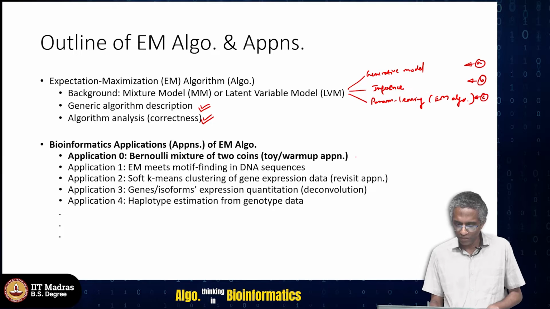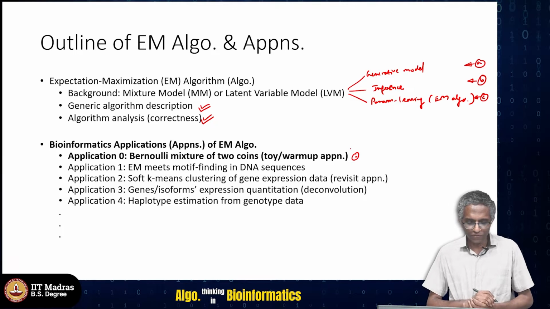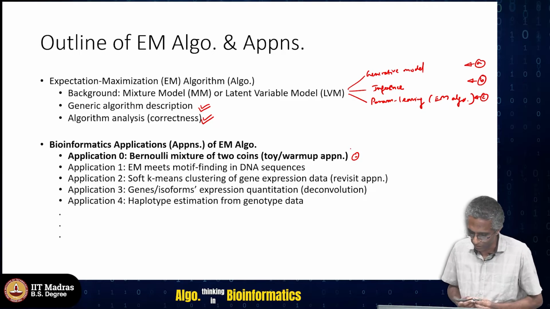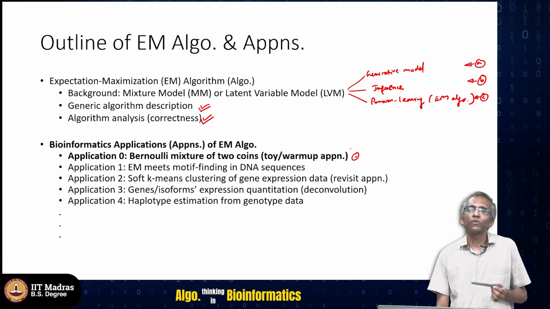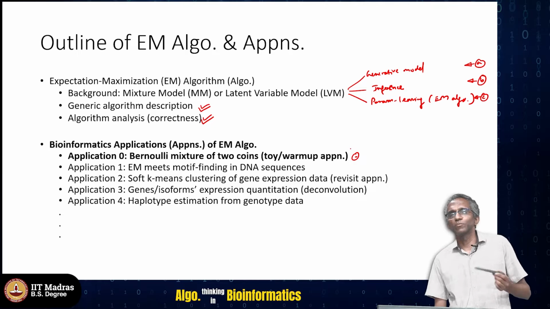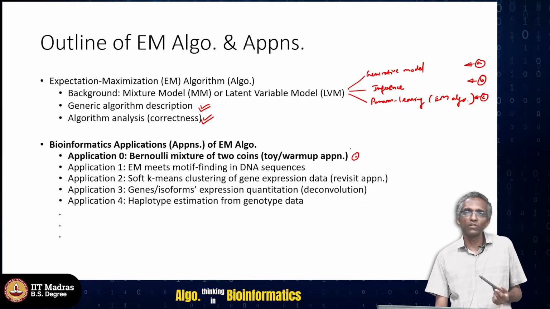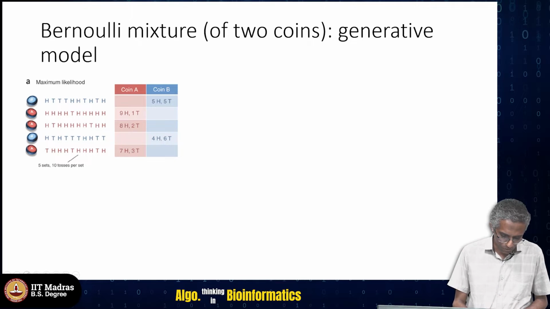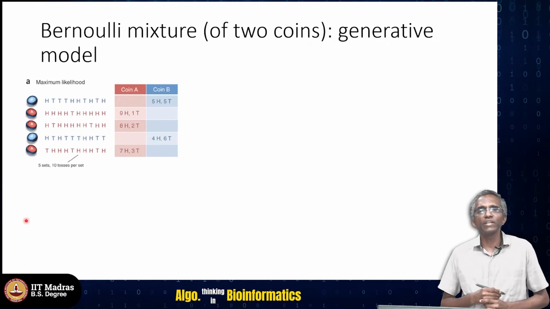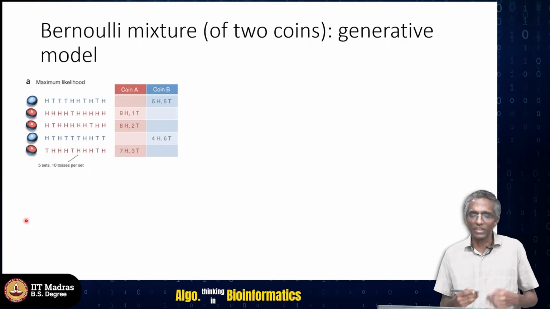So let us look at it in terms of a toy or warm up application first before going into other bioinformatics applications. And this warm up application is a mixture model of two coins. It is also called a Bernoulli mixture. So it is a Bernoulli mixture model of two coins. So what is the setup here? The setup is that you have two different coins, each coin has a different probability of coming up heads.